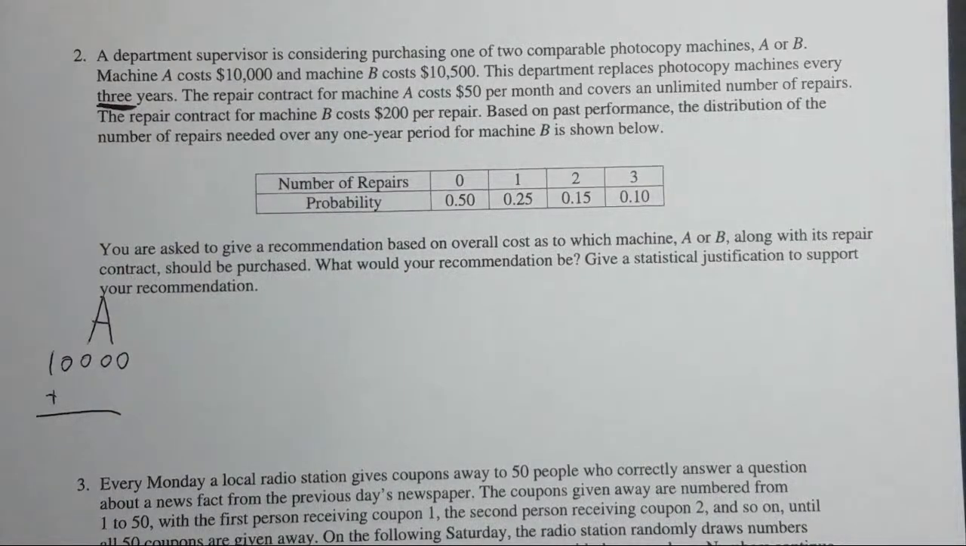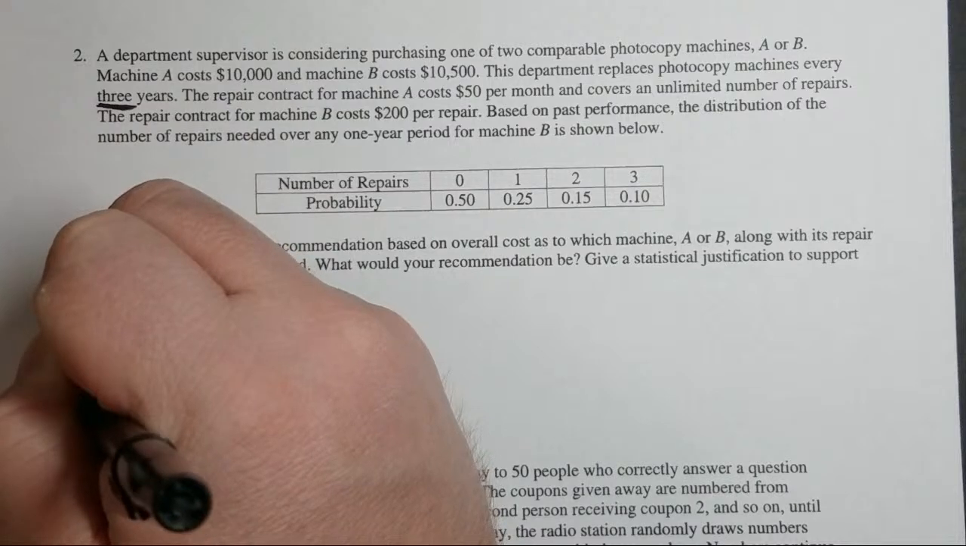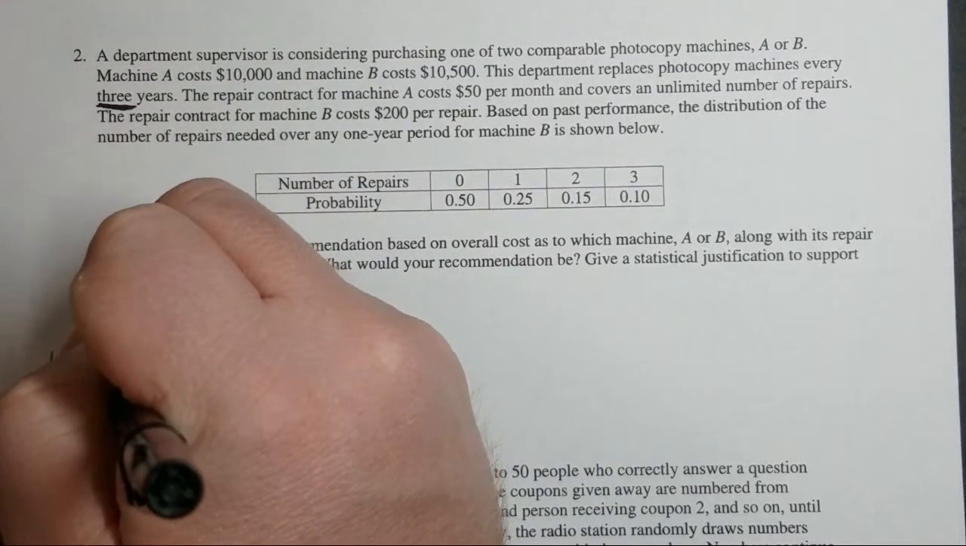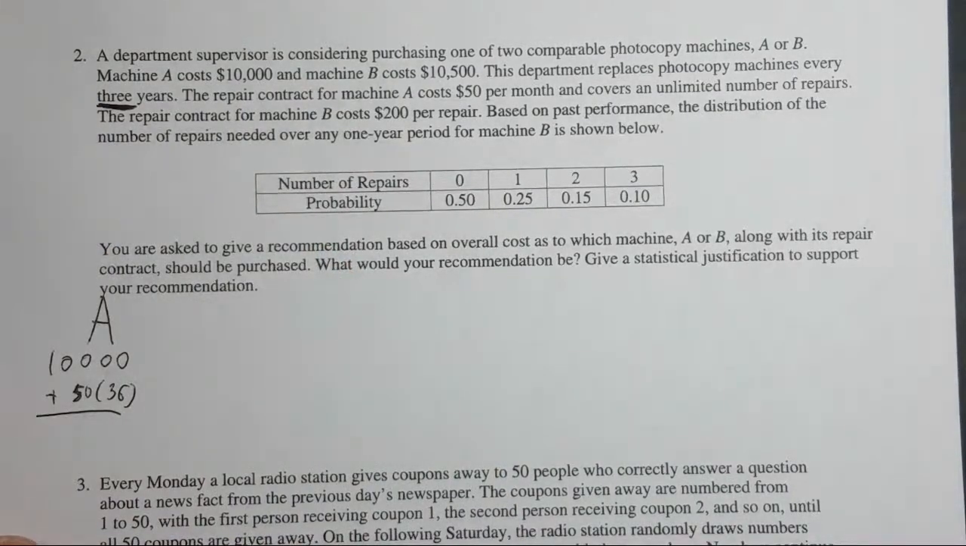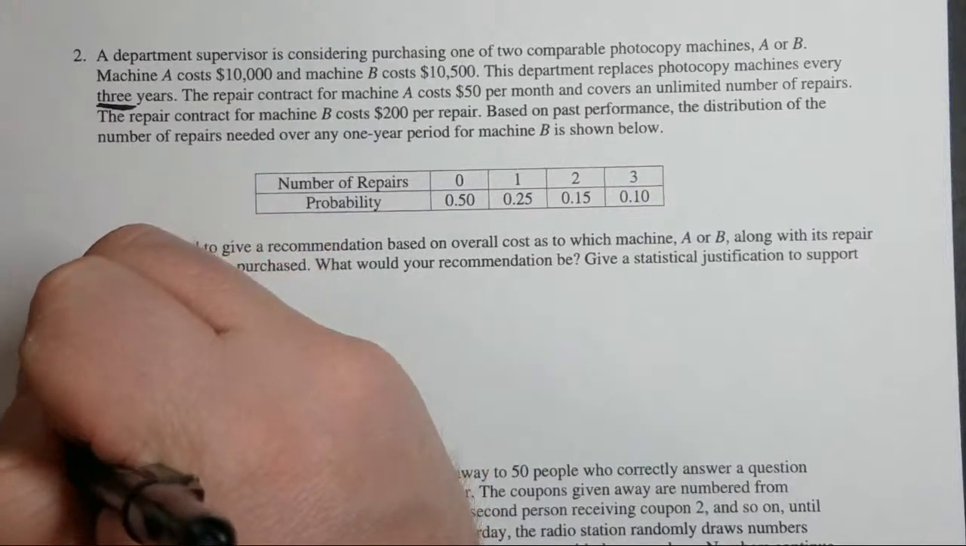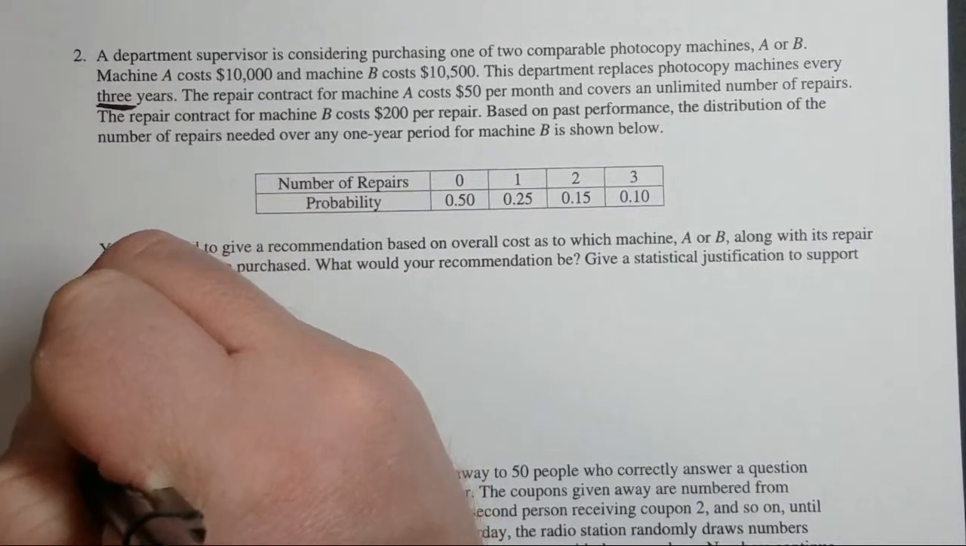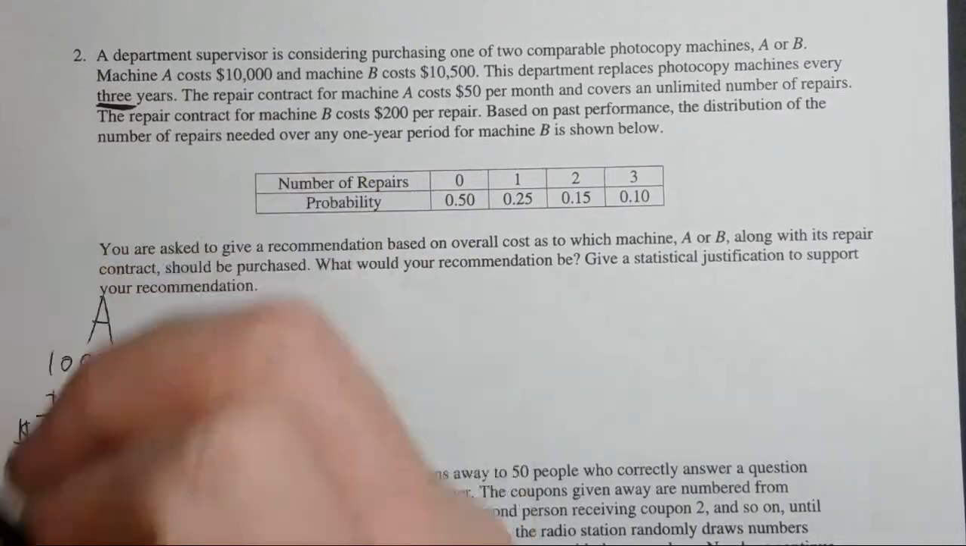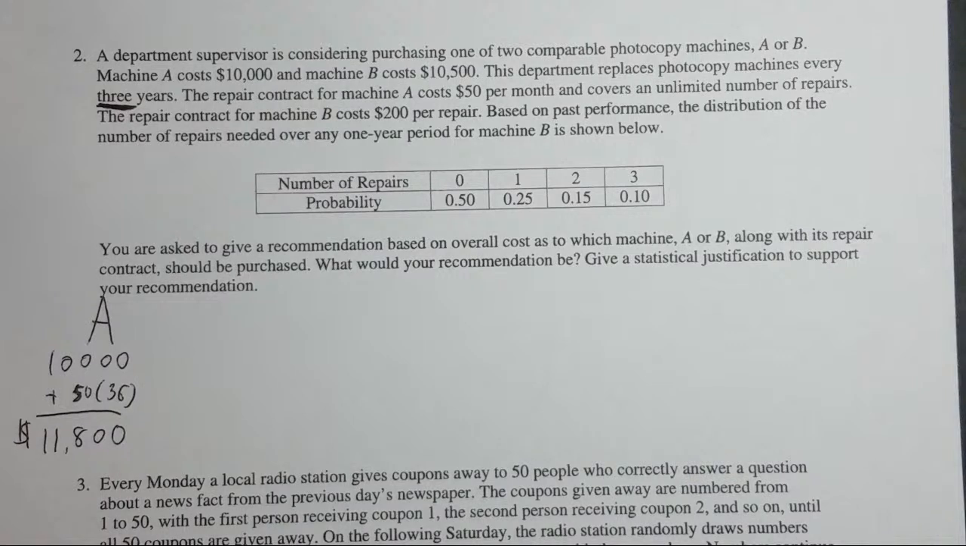This problem is over a 3-year period. If it's $50 per month, that's $50 times 36 months. As a result, if you were to do this calculation, over the course of 3 years, machine A would cost you $11,800.